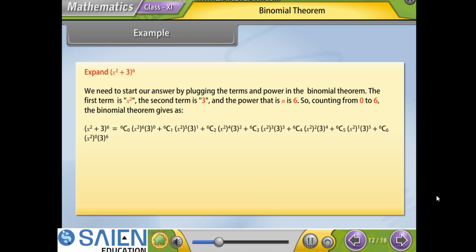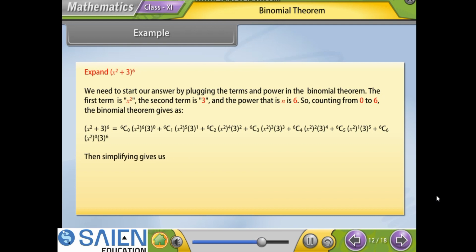to 6c0 into x square raised to power 6 into 3 raised to power 0 plus 6c1 into x square raised to power 5 into 3 raised to power 1 plus 6c2 into x square raised to power 4 into 3 raised to power 2 plus 6c3 into x square raised to power 3 into 3 raised to power 3 plus 6c4 into x square raised to power 2 into 3 raised to power 4 plus 6c5 into x square raised to power 1 into 3 raised to power 5 plus 6c6 into x square raised to power 0 into 3 raised to power 6.